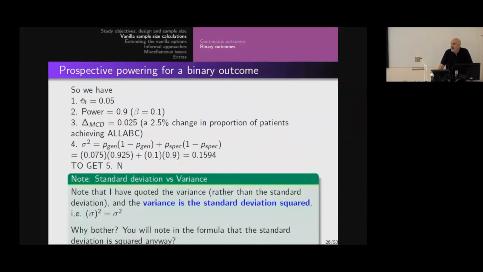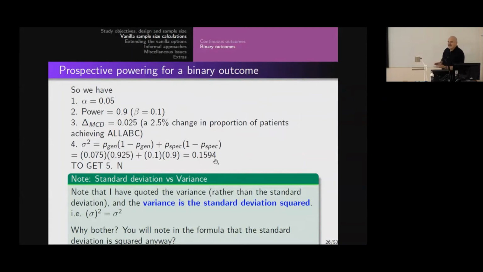Okay, so here we are, 4 ingredients again. We have alpha is 0.05, power is 0.9. Our MCD is 2.5%. And our variance is actually 0.1594.